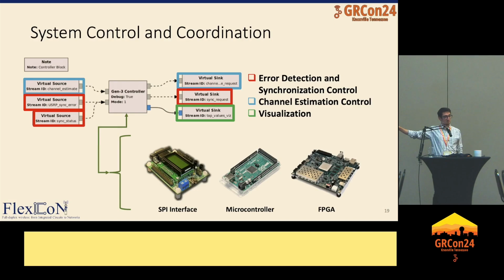So for example, the first and second generation radios are configured over SPI using that SPI interface over there on the left. For the third generation radio, where the configuration algorithm is heavier and offloaded onto an FPGA, the controller block provides the mechanism to transmit that channel estimate info to the FPGA. So that's the logic and thinking that goes behind that.